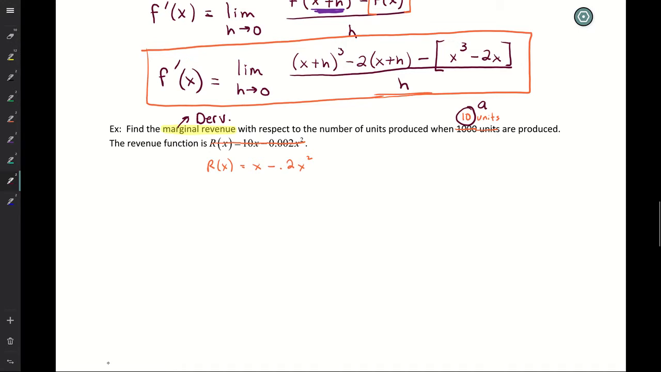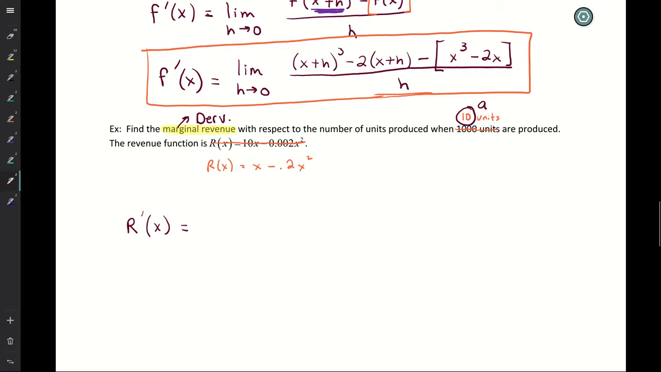Okay, so we haven't talked about this a lot, but as far as notation is concerned, they're wanting you to find a derivative. So if they want you to find a derivative, say R prime of X. Now, R prime of X is going to be my general formula, so that would be for any X. If you'd like to, you can find R prime of X first, and then at the end of the problem, you can plug in the 10.